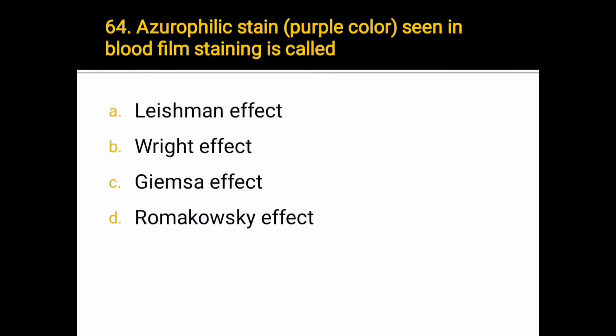Azurophilic purple color seen in blood film staining is called: A. Leishman effect, B. Wright effect, C. Giemsa effect, D. Romanowsky effect. Correct answer: D. Romanowsky effect.